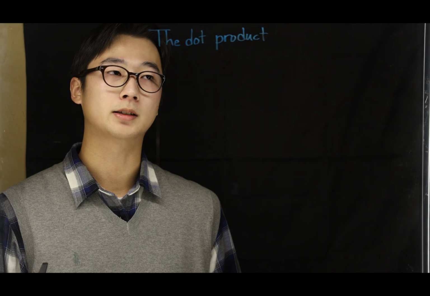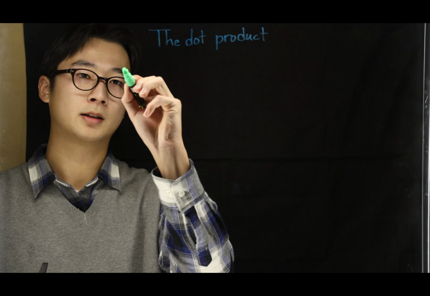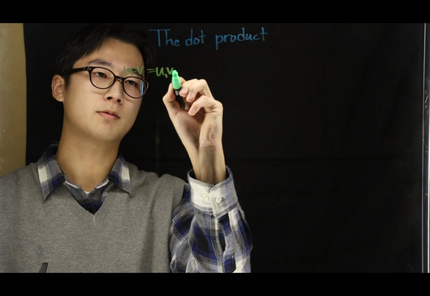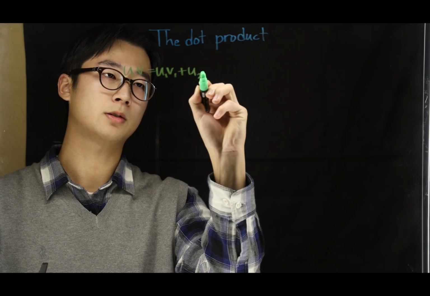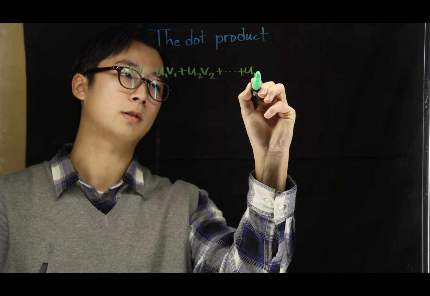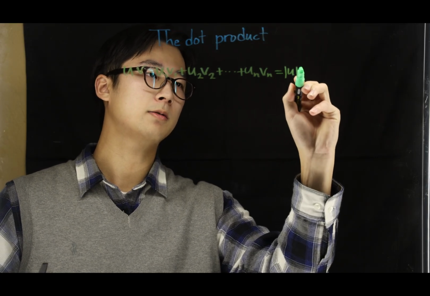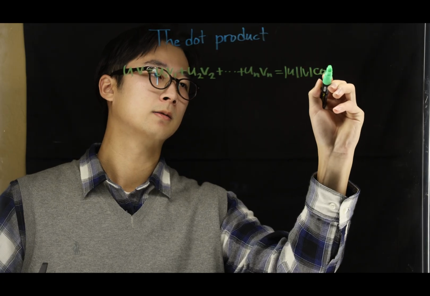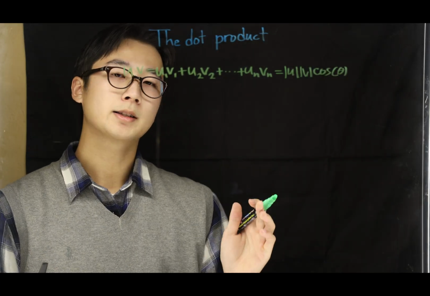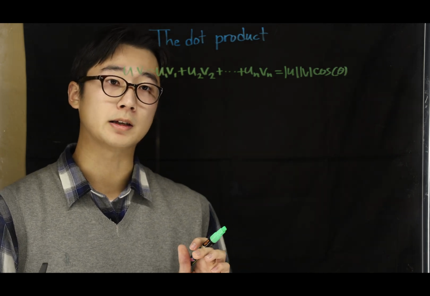We just derived the dot product formula, so we can say the dot product u·v is equal to u1 times v1 plus u2 times v2 plus and so on until un times vn. And this is equal to the magnitude of u times the magnitude of v times the cosine, which we just derived. And using this formula, we can also find the angle between two vectors u and v.